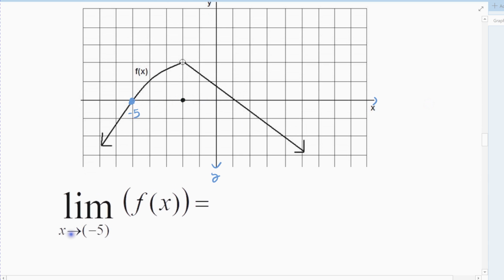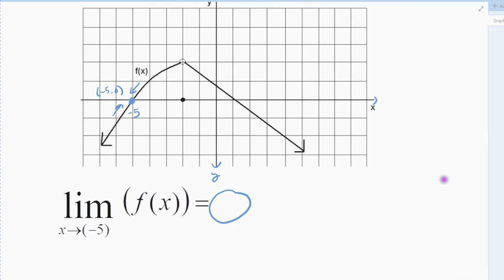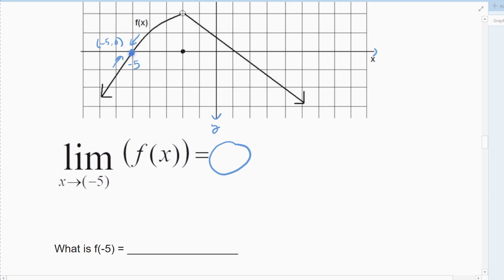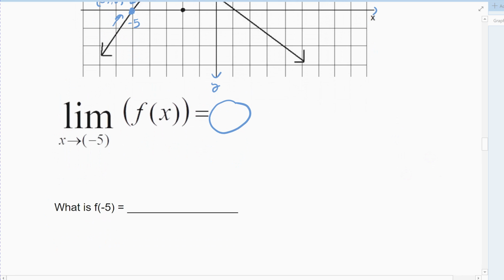Does the limit as x approaches -5 on both sides exist? Well, at -5 it approaches that moment. That moment is the point (-5, 0). The y value is 0. So yes, it approaches 0 and equals 0. So the limit exists and is equal to 0. Well, what's the function value at -5? The function value at -5 is that moment. When I plug -5 in, I get 0 out, so the function value is 0.